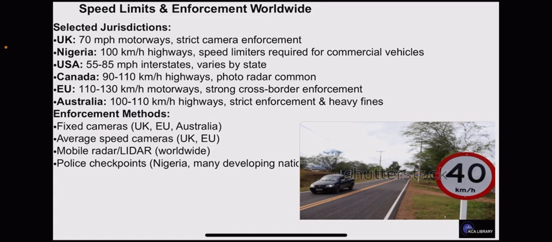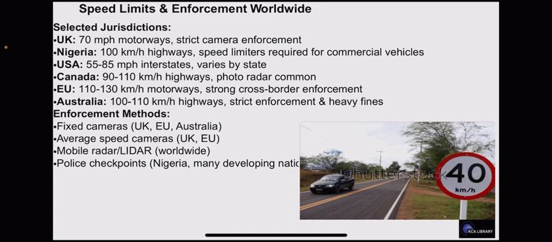Now let's look at the enforcement methods. Fixed cameras are used in the UK, European Union, and Australia. Then we have average speed cameras in the UK and EU. Then we have mobile radar or lidar, which is used worldwide. Then we have police checkpoints. So these are the enforcement methods.